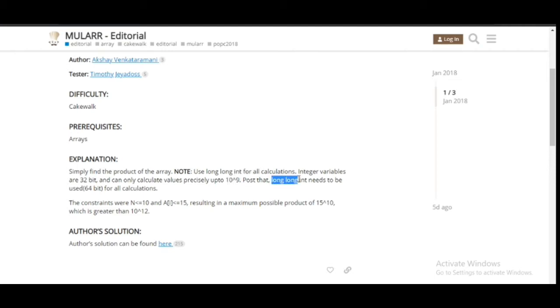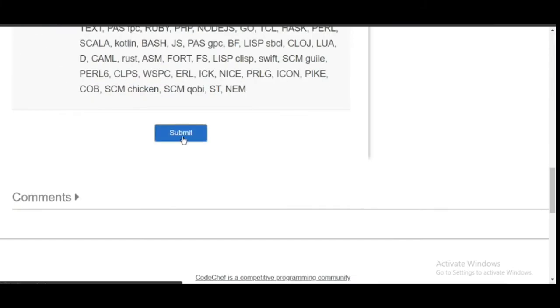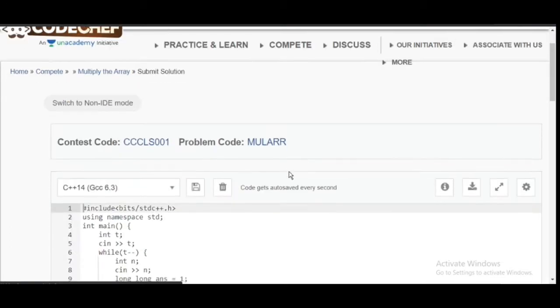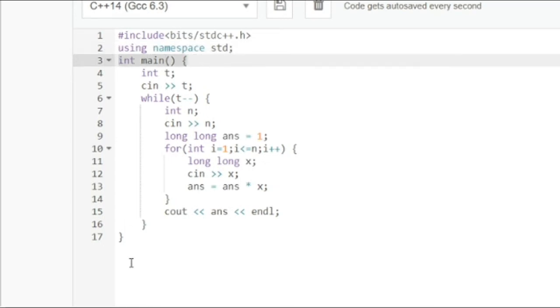So long needs to be used, 64-bit, for all calculations. The constraints are n up to 10 and ai up to 15, so 15 raised to power 10 is greater than 10 raised to power 12. Okay. So this is the answer to this particular problem. Hope you understand what the question wanted to say. Include bits/stdc++.h, which contains all the header files. Then using namespace std, writing this and closing the bracket.